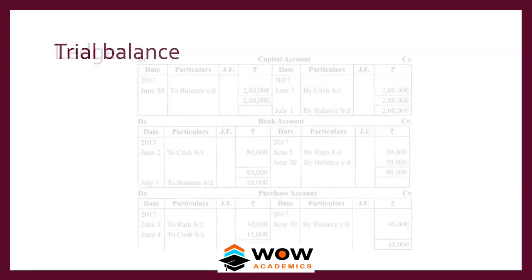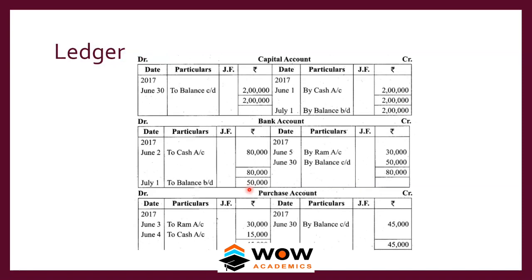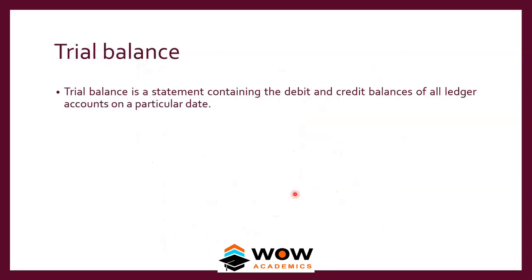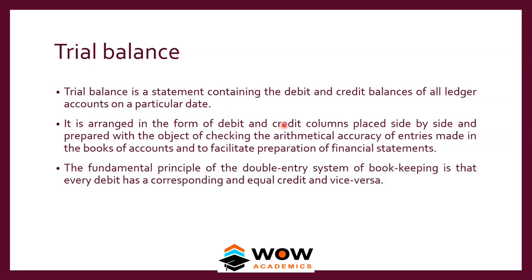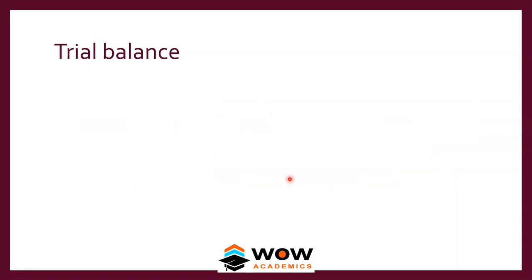So once you have created ledgers, and you have to create several ledgers, because for each and every item you usually create a ledger, then it moves on to the trial balance. Trial balance is a statement containing the debit and credit balances of all ledger accounts on a particular date. So on a particular date, like year end, all the ledger balances are taken into account and arranged in debit and credit columns side by side. We'll see the trial balance here.